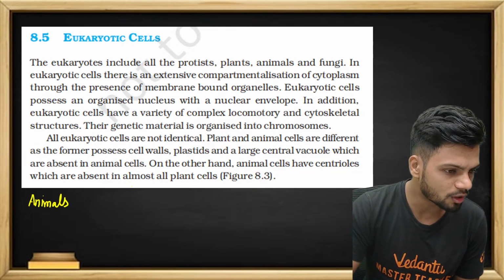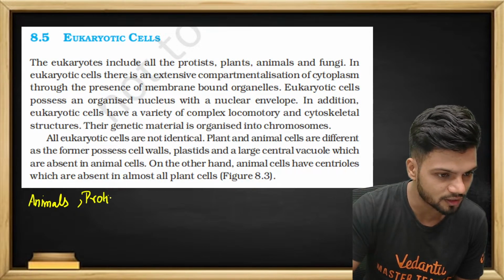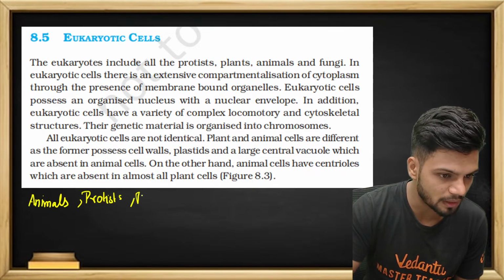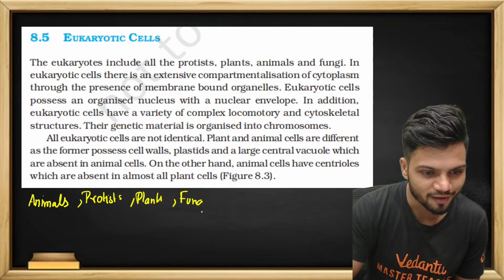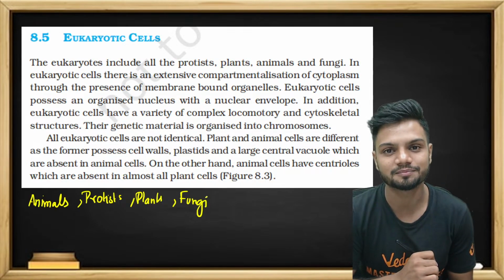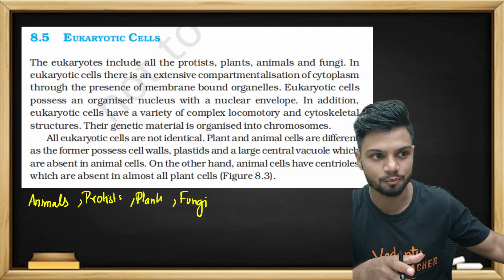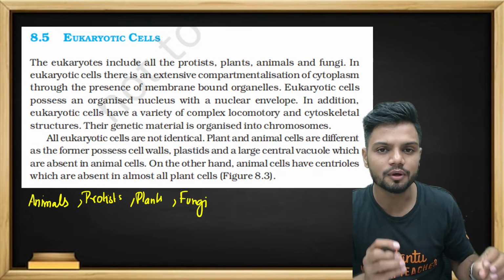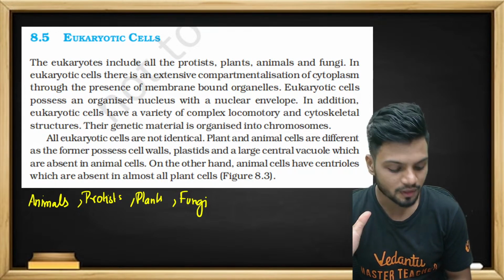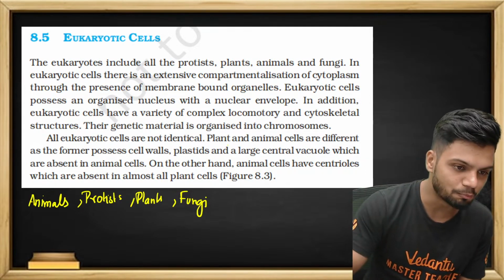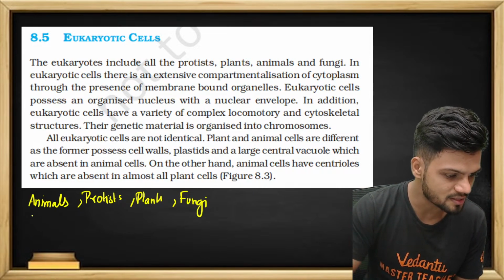Okay. Now, what about protists? Yes. In protists also we find eukaryotic cells. What about in the case of plants? Yes, we find eukaryotic cells. And also in the case of fungi. So, except Monera, which is the kingdom where we find only unicellular or prokaryotic cells, all the other kingdoms are eukaryotic in nature. Is that point clear to all of you?